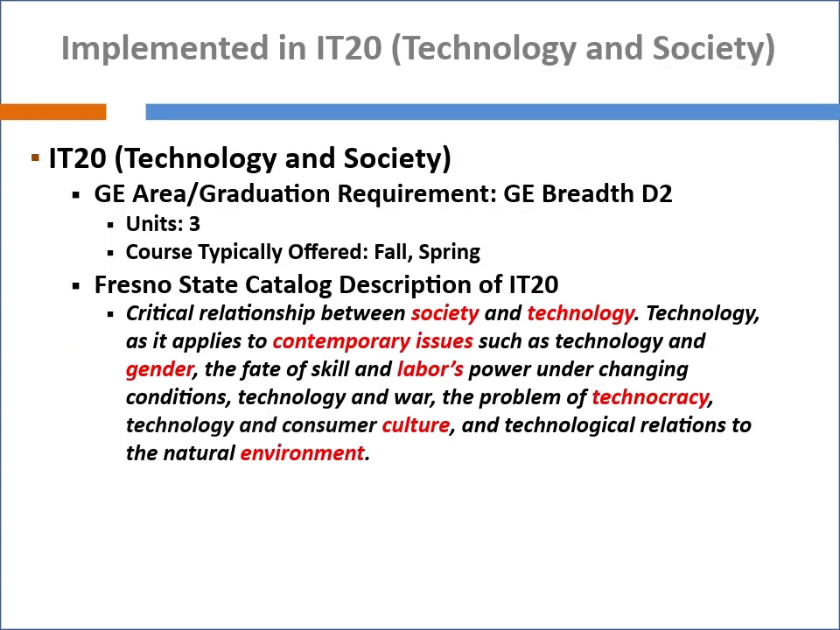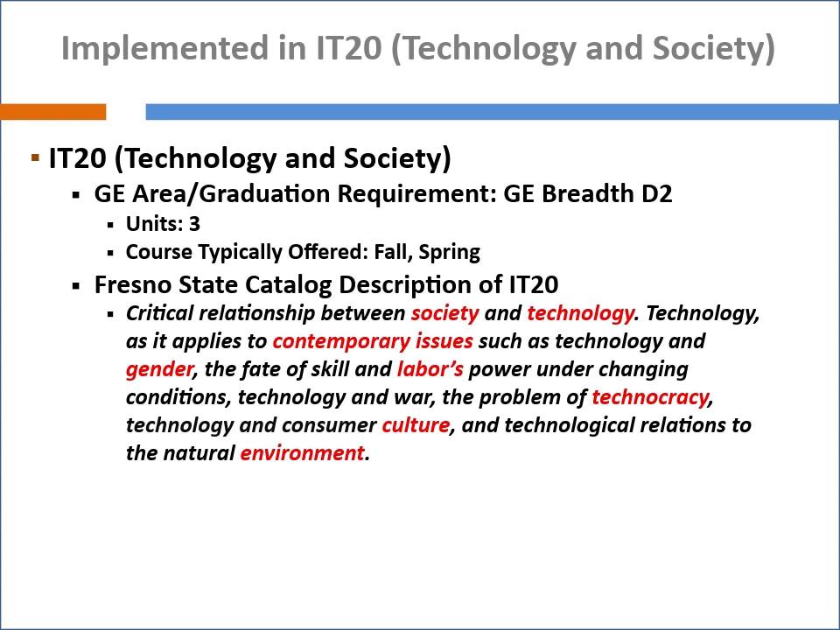Here is the real story as regards to the course IT20 Technology and Society in connection with implementation of UNGC goals and principles. As you can see, the last paragraph is the 40-word description as far as the Fresno State catalog description is concerned for this course.